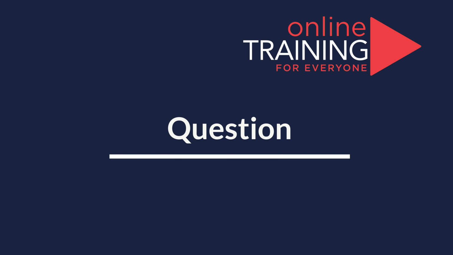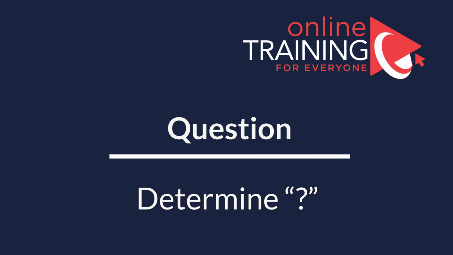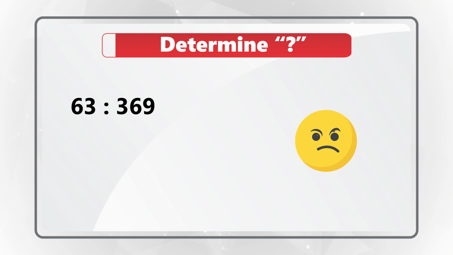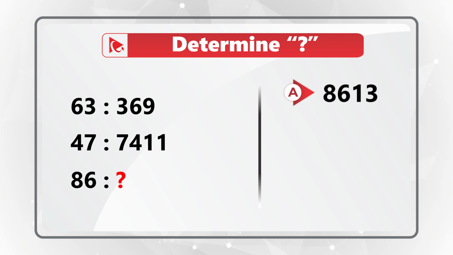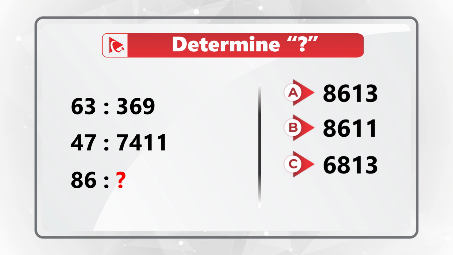Here is one of the very interesting questions to test your analytical skills. You're presented with 3 ratios: 63 is to 369, 47 is to 7411, and then you have a third ratio where 86 is related to a question mark. And you need to determine the question mark based on the 4 different choices. Choice A, 8613, choice B, 8611, choice C, 6813, and then choice D, 6814.